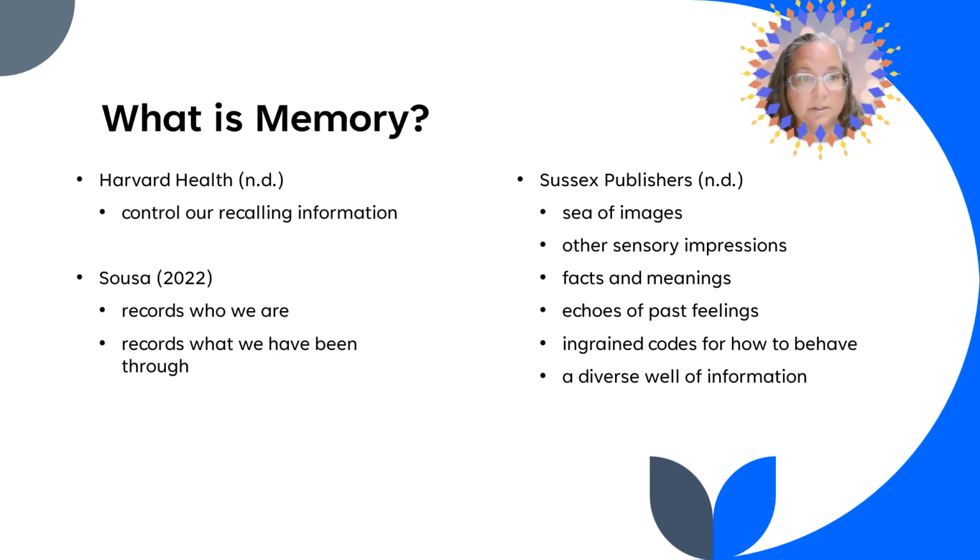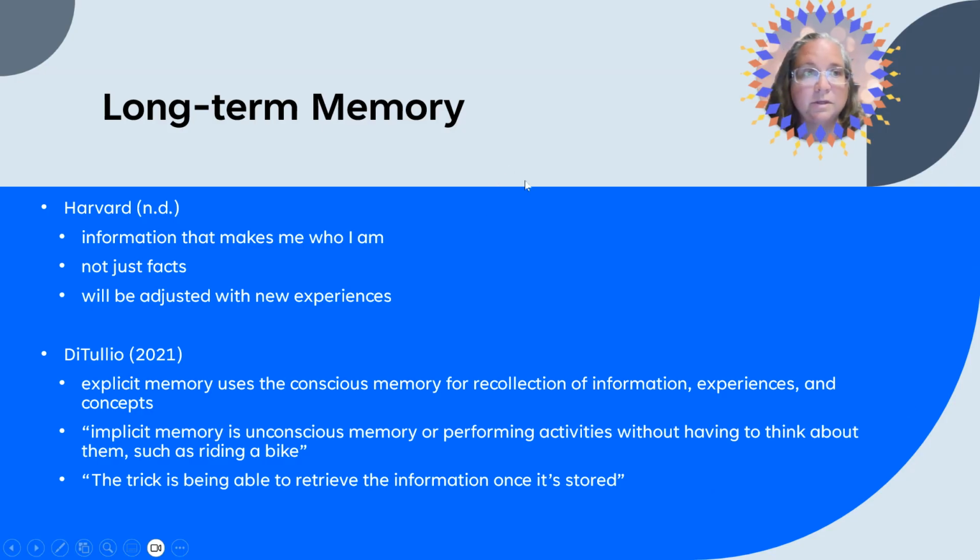And then the Sussex Publishers article I read says it's like a sea of images, impressions, facts, meanings, echoes. It's how we behave, and it's the diverse information that we've learned from our experiences. One of the memories we want to talk about is long-term memory. Long-term memory is what Harvard says is who we are. It makes us us. And it's not just facts. It's adjusted with our experiences. So I could have a memory of one thing and then learn something new and adjust that memory.